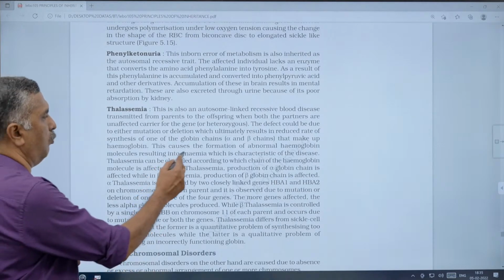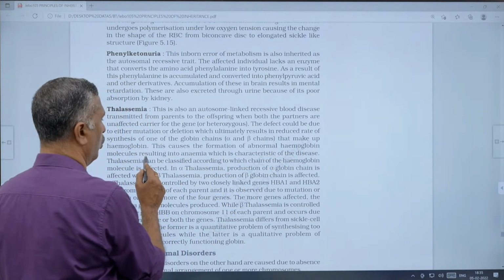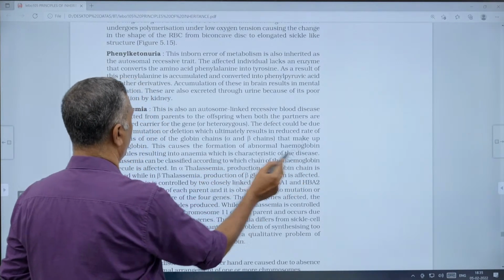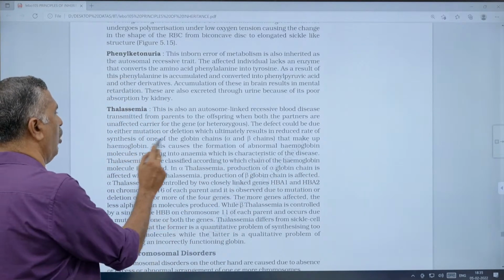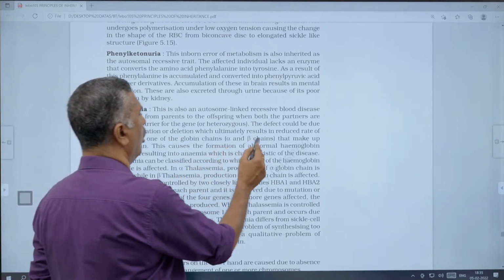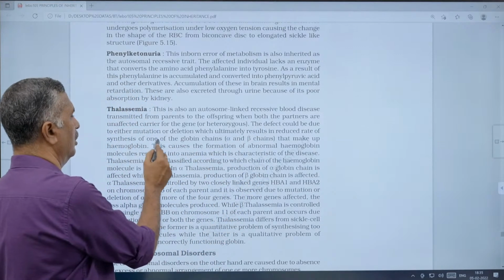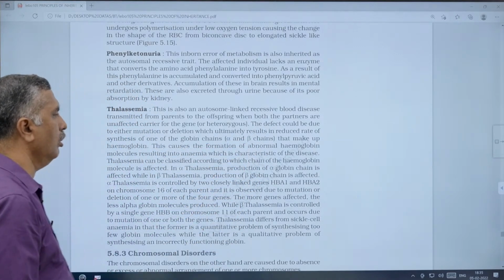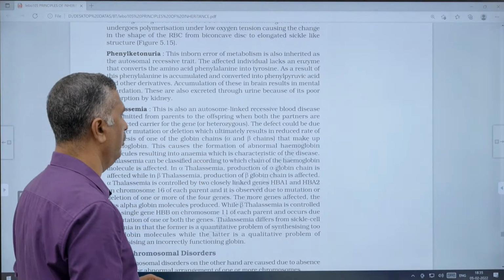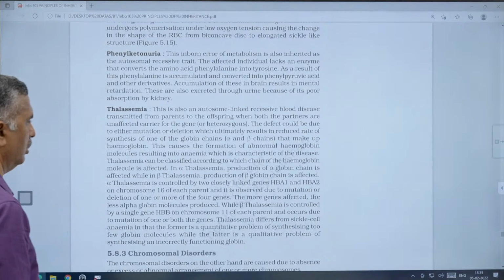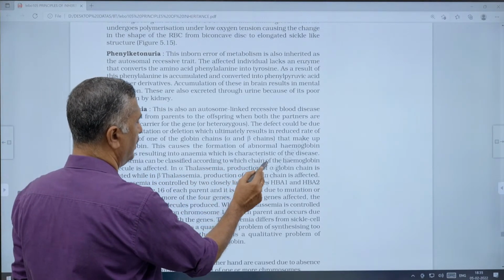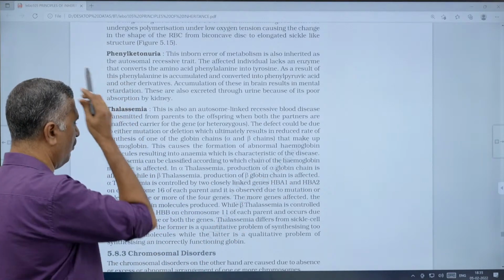Okay, this causes the formation of abnormal hemoglobin molecules resulting in anemia, which is characteristic of the disease. But that is about the number of globin chains. When the number of globin chains is reduced, alpha chain or beta chain, reduced rate of synthesis of one of the globin chains will cause the symptom, that is anemia, abnormal hemoglobin molecules. We are going to classify thalassemia into two, according to which chain of the hemoglobin molecule is affected.